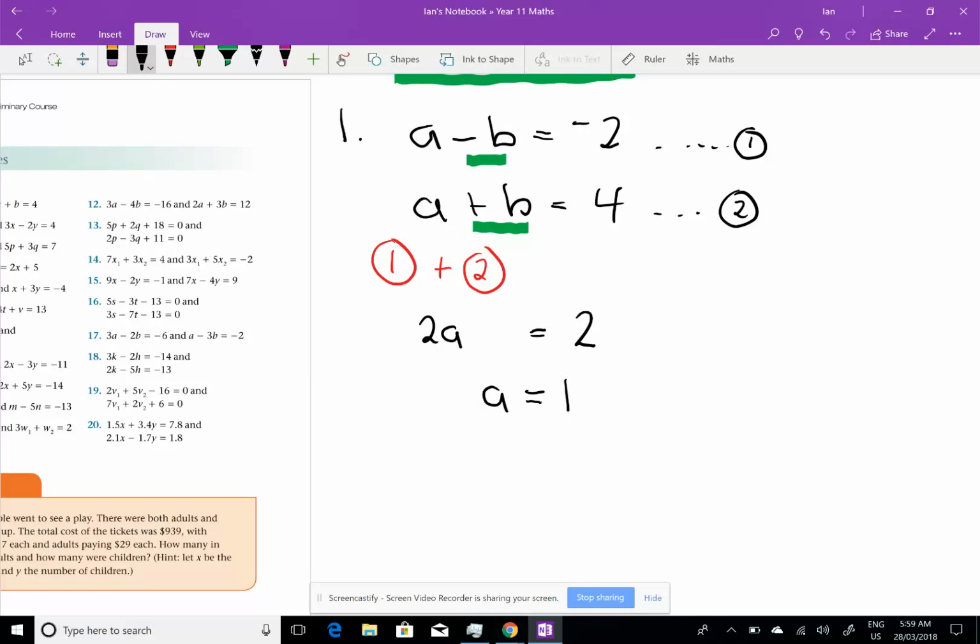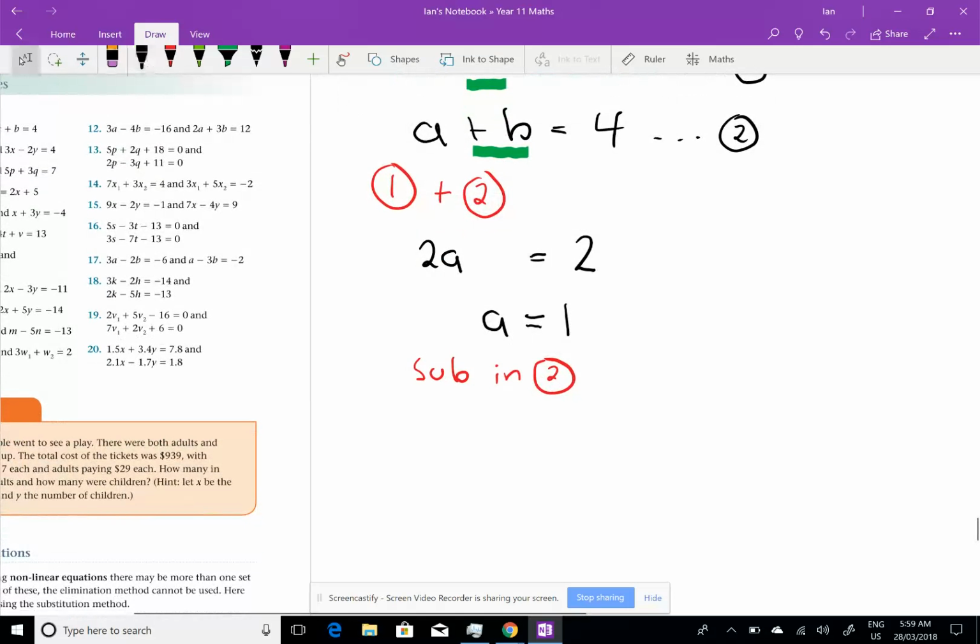Now, I have to substitute that into one of the top 2 equations to find B. Again, choosing the right one makes it easier. So I'm going to sub this into equation number 2 because it's addition and it's going to make it easier. I could have done it into 1. Would have got the same result, but we'll see.